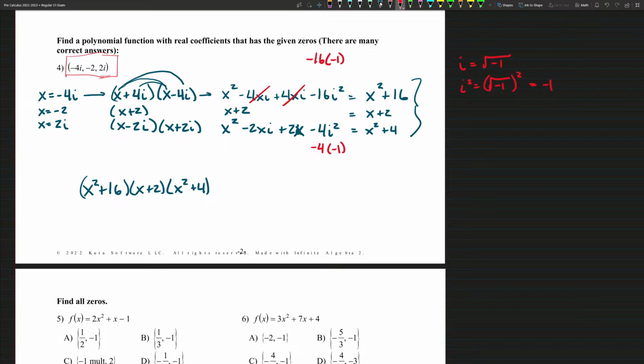So then we just have to FOIL a bit more. If we do this piece by piece, so multiply two together at a time. x squared times x, that's x cubed. x times x squared times 2 is plus 2x squared, plus 16x, plus 32.